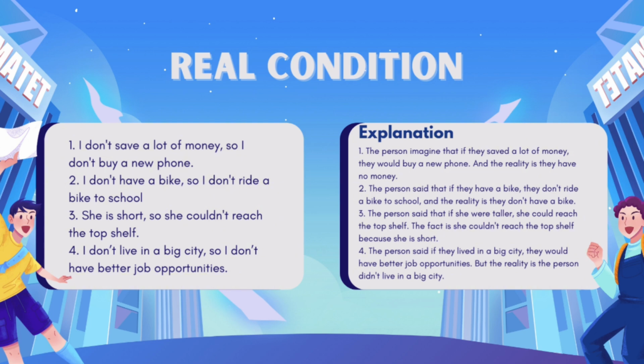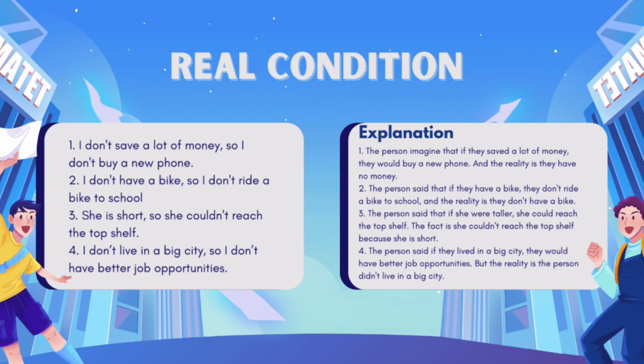Number 3. She is short, so she can't reach the top shelf. The explanation is, the person said that if she were taller, she could reach the top shelf. The fact is, she can't reach the top shelf because she is short.